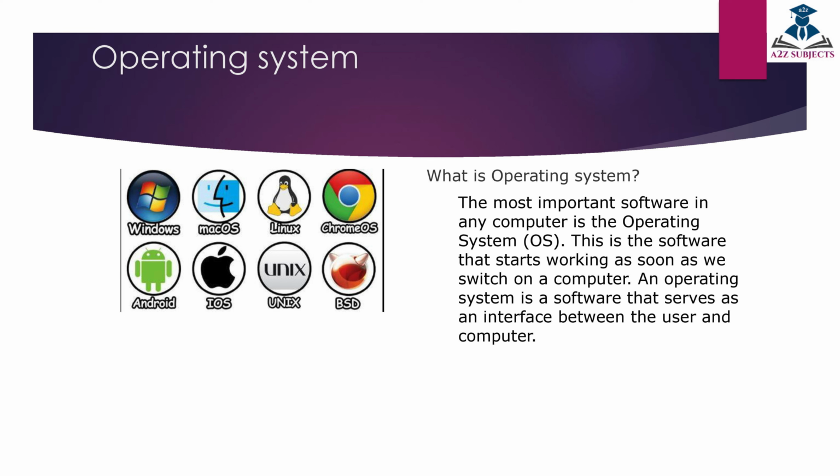The most important software in any computer is the operating system. This is the software that starts working as soon as we switch on a computer. An operating system is a software that serves as an interface between the user and computer. So these are some of the examples of operating system like Windows, Mac OS, Linux, Chrome, Android, iOS, Unix, BSD.